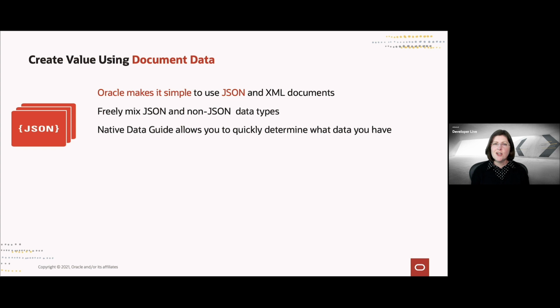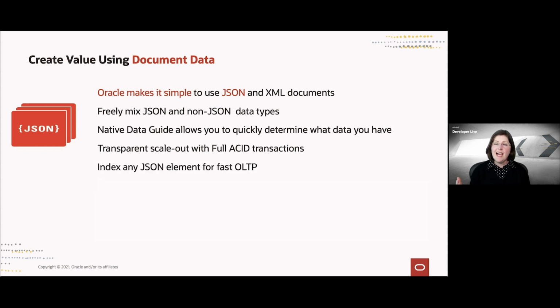Of course, because the documents are stored inside an Oracle database, you get transparent scale out along with full ACID transactions on top of those JSON documents. And if you are using them in more of a transaction processing style system, that's no problem, because Oracle allows you to index the individual elements inside the JSON document, making it really easy to retrieve exactly the information you're interested in.